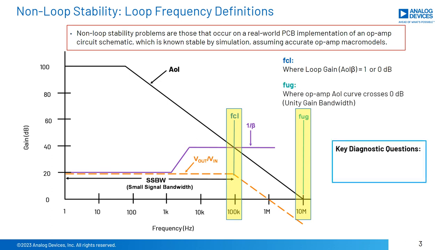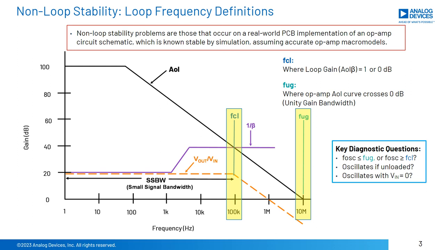Answers to the key diagnostic questions will help determine the cause of oscillation. The frequency of oscillation should be noted as either less than FUG or greater than FCL. Check if the circuit oscillates when loaded or unloaded with a signal applied. Check if the circuit oscillates with Vin equals 0 volts.